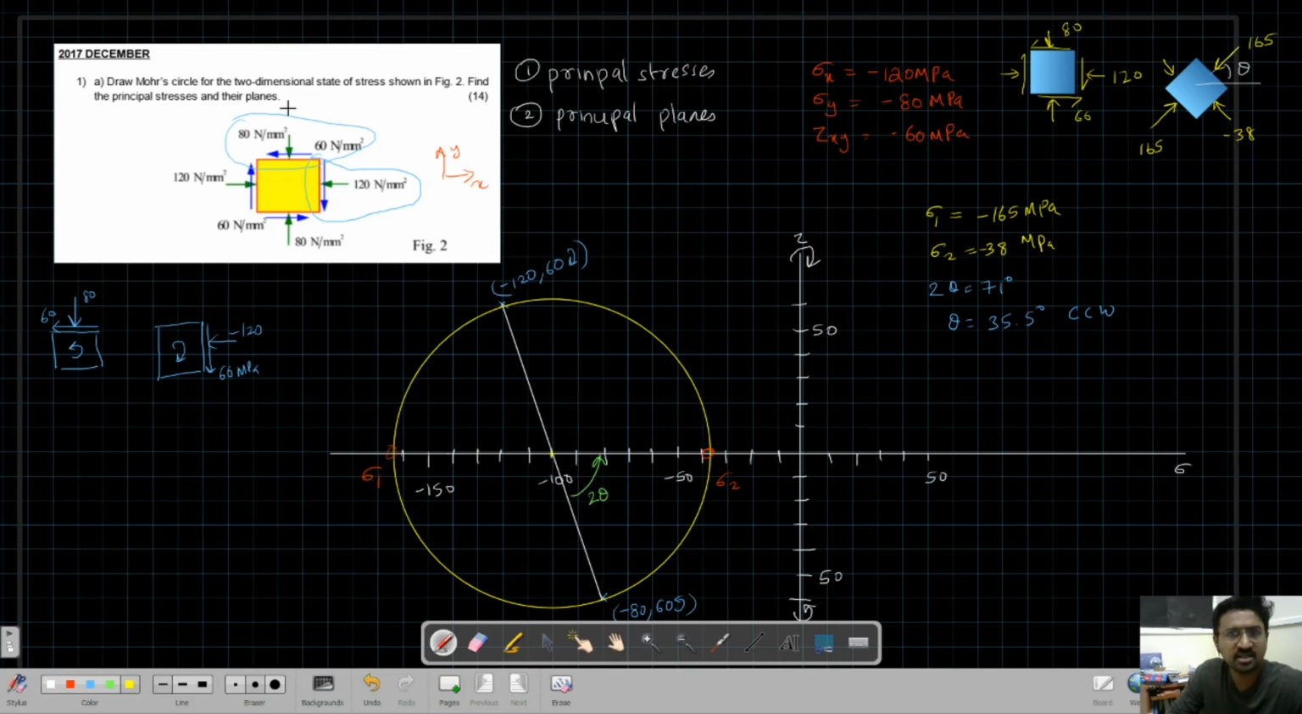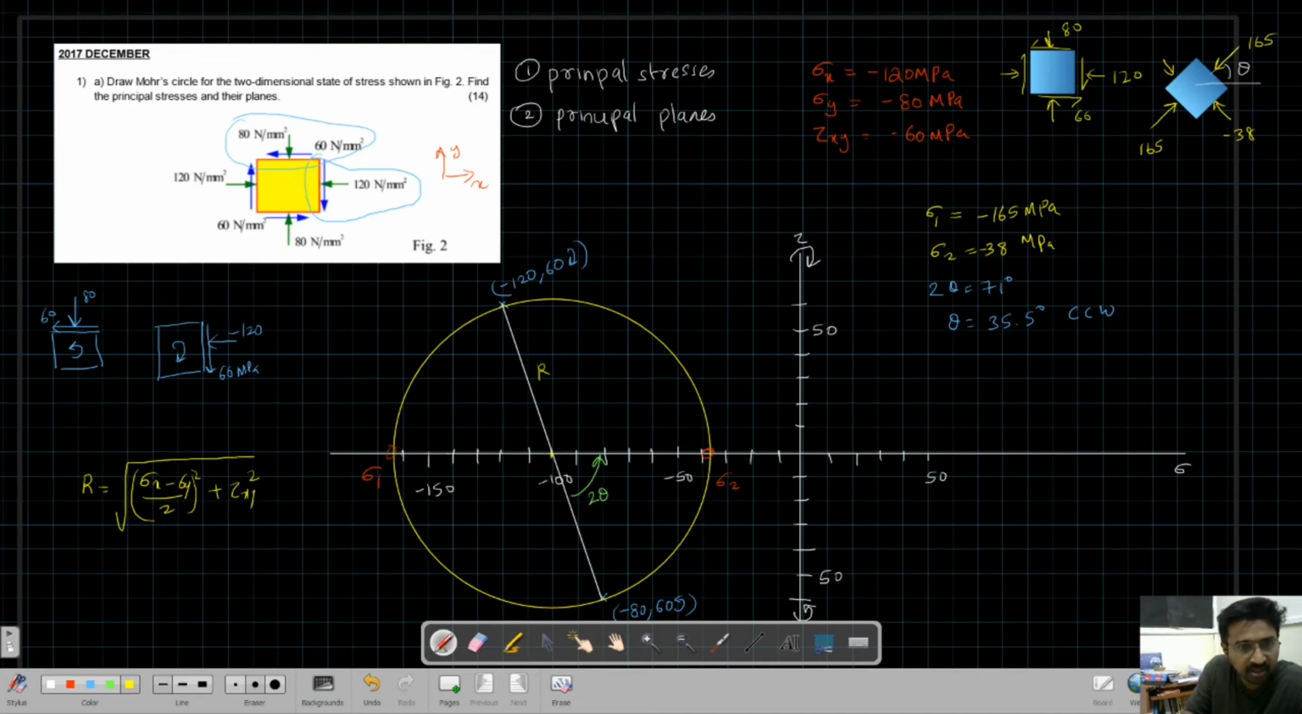So this is the answer. This is all we have to give. But it is natural to expect checking of these answers, so we will use this analytical method to find the solution. First, we will find the radius of the circle. What is the radius of the circle? The radius of the circle is given by sigma x minus sigma y by 2 whole square plus tau xy whole square.